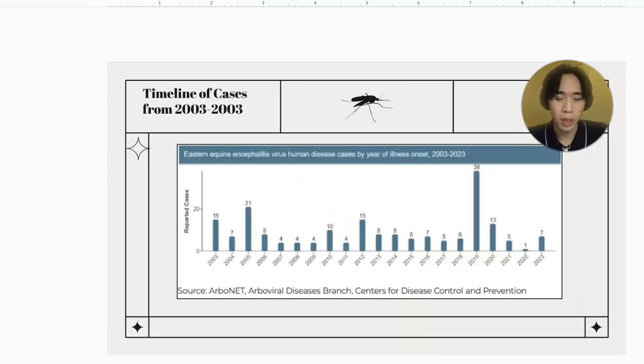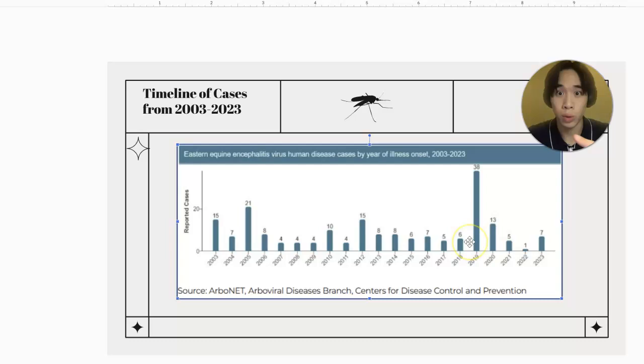Anyway, timeline of cases from 2003 to 2023. So here we have a table from 2003 to 2023. And from 2003, there's 15 cases, kind of a lot. And then 04, it's fine. But then 05, my year, go 05. Hopefully, I'm glad I was born, but maybe not during this time. But anyway, in the cases, we're chilling. It goes 8 to 4 to 10, and then we get 15 back up. Then it goes back down.